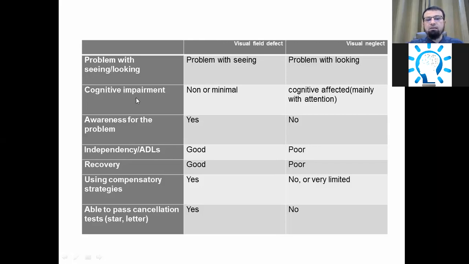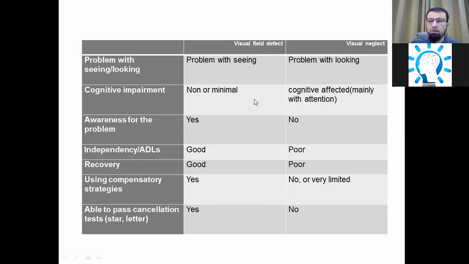Is there cognitive impairment? In a patient with a visual field defect, remember the damage in the brain is in the occipital, or part of the parietal, or part of the temporal lobe. So usually the cognitive ability is not affected or could be minimally affected. But for visual neglect, the cognitive ability is affected. Why? Because this is visual inattention. The attention of the patient is affected, that's why he has the neglect. So mainly the attention, and the type of attention, which is sustained attention, is affected.